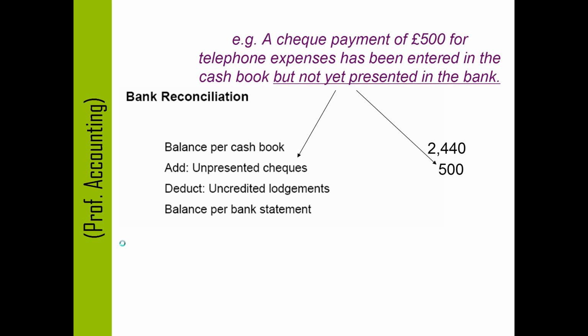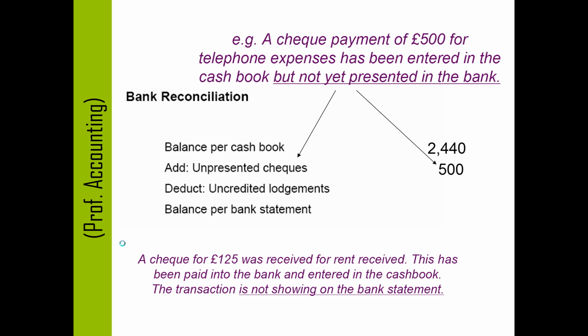Next transaction, let's look at a cheque. A cheque for £20 was received for rent received, so we're renting out part of our business. This has been paid into the bank and has been entered in the cash book, so that's good. Both have been done. However, the transaction isn't showing on the bank statement. So again, the language there indicates an uncredited lodgement. I think I've adapted these from one of the papers, and it can be as straightforward as interpreting the language like that. Not always, but this is a start, this is an overview. So the 125 is the uncredited lodgements.